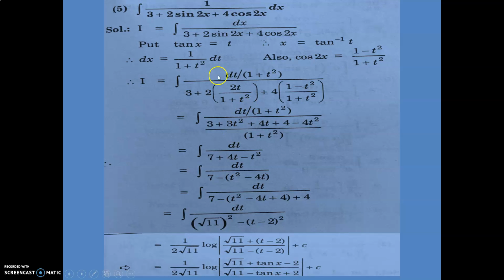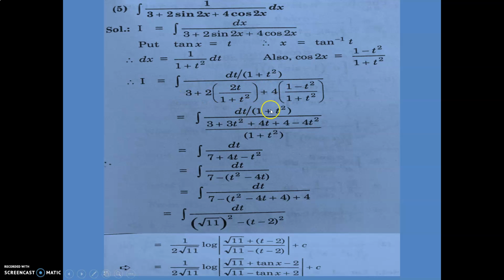Next question is integral 1 upon 3 plus 2 sin 2x plus 4 cos 2x. Again, cos 2x and sin 2x is there. So t is equal to tan x, x is equal to tan inverse t, dx is equal to 1 upon 1 plus t square, and cos 2x is 1 minus t square upon 1 plus t square. Sin 2x is 2t upon 1 plus t square. Now we will substitute all these values.